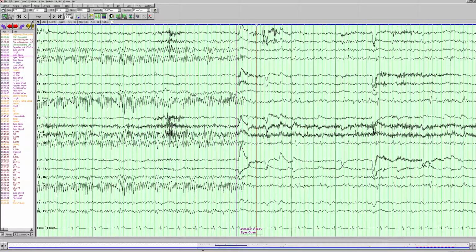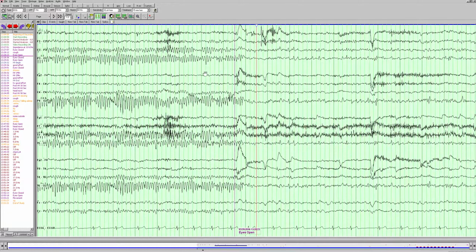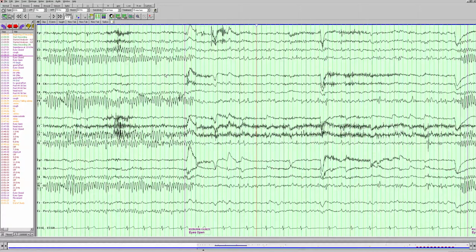When patients are encephalopathic, or if they have some type of brain pathology, you lose this organization. So that's something you always want to look at and comment on in your reports. The other thing that we want to comment about the background is the reactivity. That means that the background changes in response to external stimuli. The easiest one to look for is eye opening.